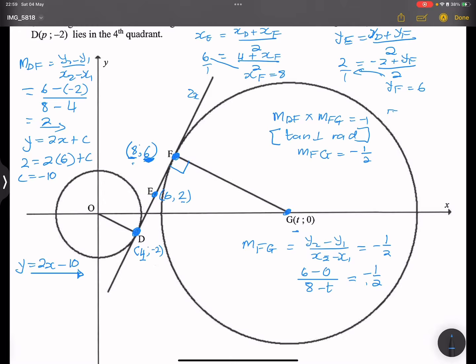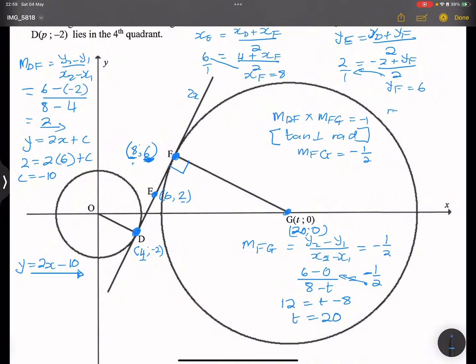So that's 2 times that 6 minus 0, which is 12, is equal to -1 times 8 minus t. So that changes the sign. That would be t minus 8. And if I take that to the other side, t is equal to 20. Right, so the coordinates of that point are 20 as well as 0. So that's how we will get those coordinates.